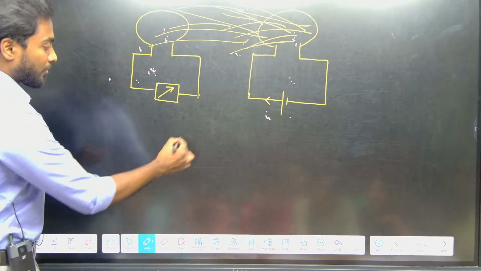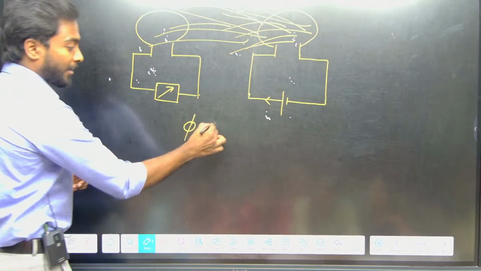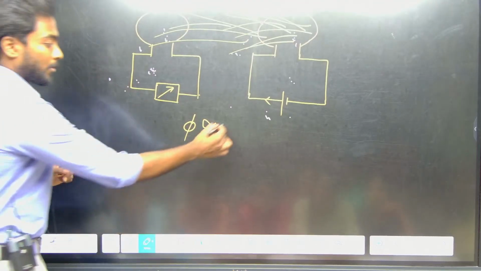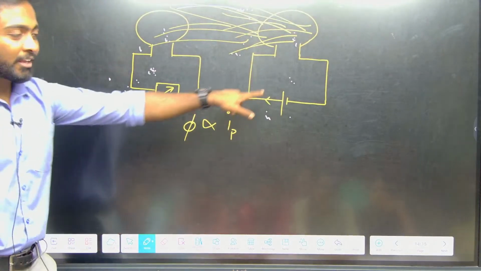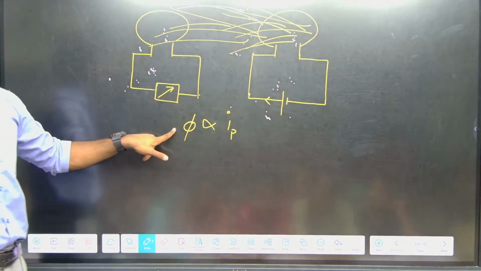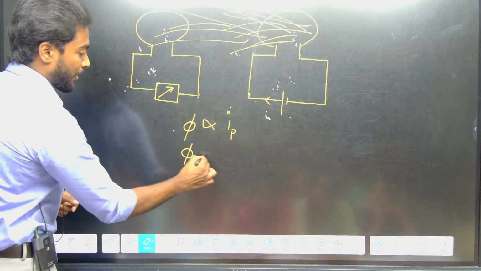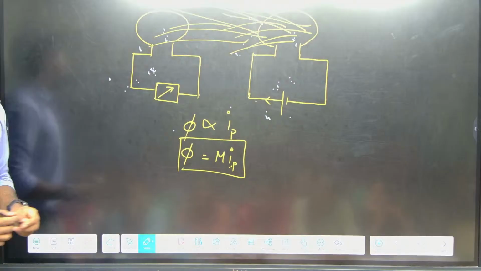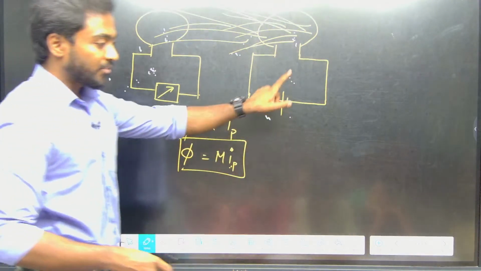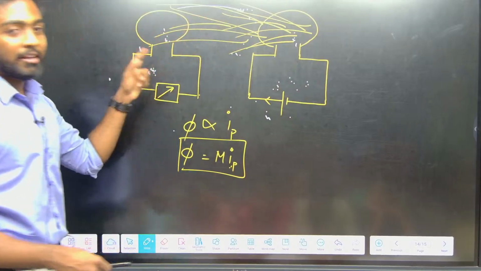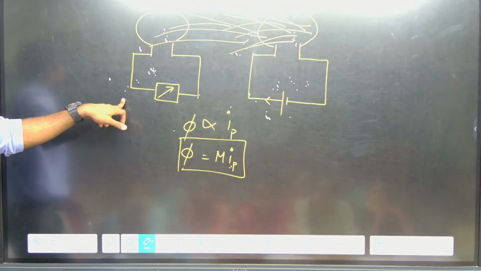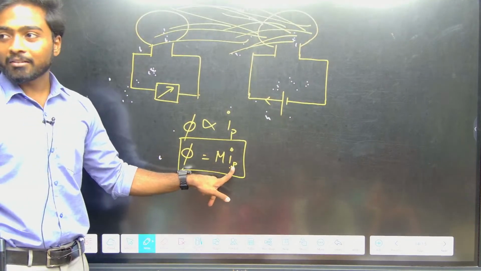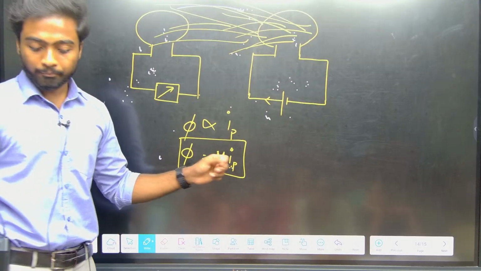Okay. Then flux will be directly proportional to which current? Primary current or secondary current? Primary circuit, no? Whatever the current flowing in the primary circuit, due to that only flux has been created. So phi will be equal to M into I_P. So this I is nothing but the primary current. Because of the primary circuit, I am getting the induced EMF in the secondary circuit. So this is what we call mutual inductance, and I need to consider that current as the primary current. Okay, take down.